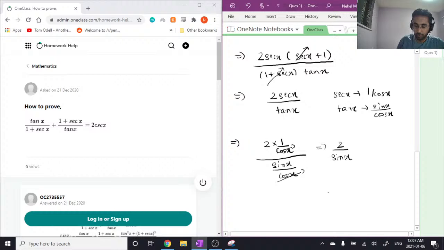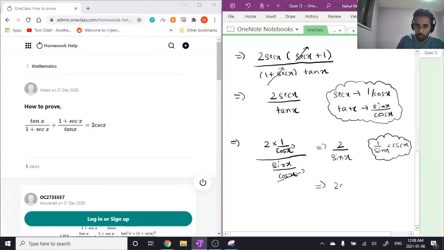Okay, which if we do recall, and these are trigonometric identities which we would need to know in order to solve this question, 1 over sin x is equal to cosec x. So this is another think cloud thing to know. Therefore, we get 2 cosec x as the final term, which is equal to the right hand side. So that concludes the proof.